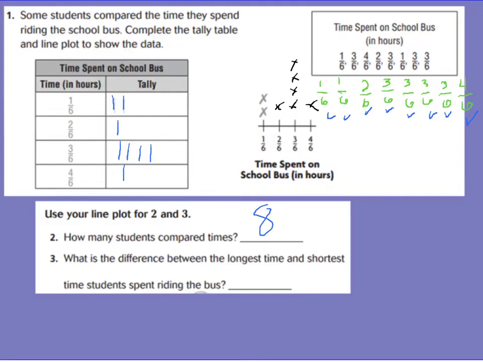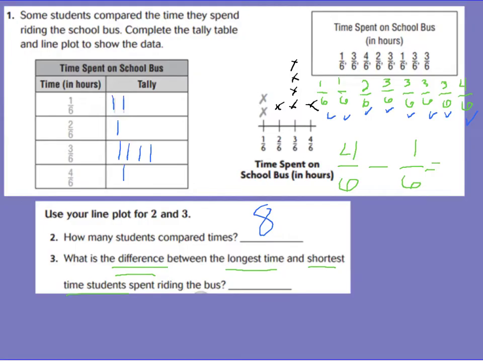Number 3 says, what is the difference between the longest time and the shortest time students spent riding the bus? Well, difference means that we need to subtract. And we need to subtract the longest time and the shortest time that the student spent riding the school bus. So our longest time was 4/6 of an hour. So we have to subtract that from our shortest time, which was 1/6 of an hour. So we're finding a difference.